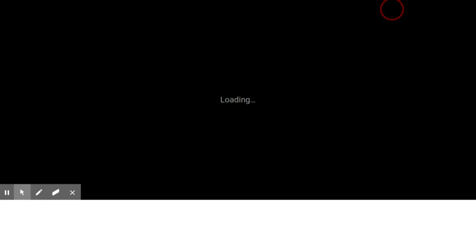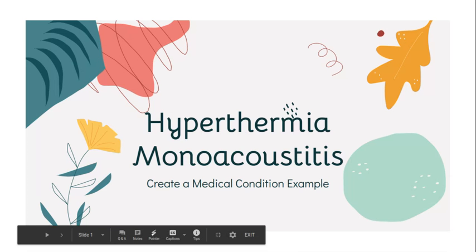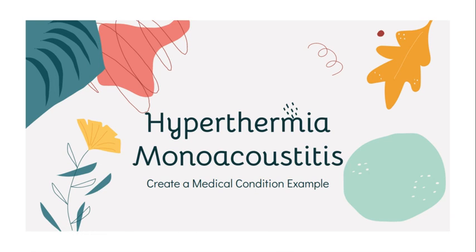Mine's, I think, funny in how people come to get it, but it's not super serious or super funny. So it's kind of a middle of the line. So this is mine. Hyperthermia monoacoustitis.